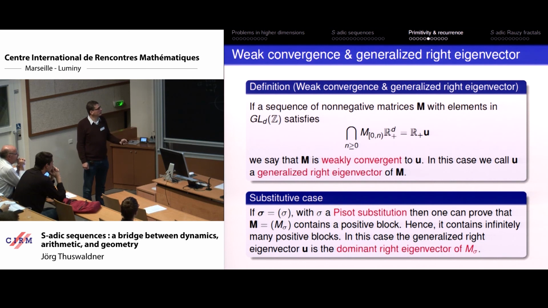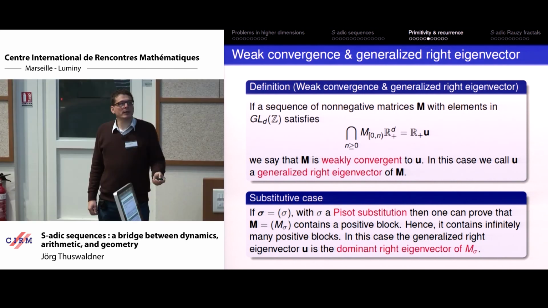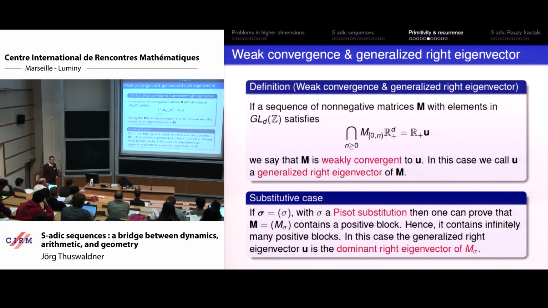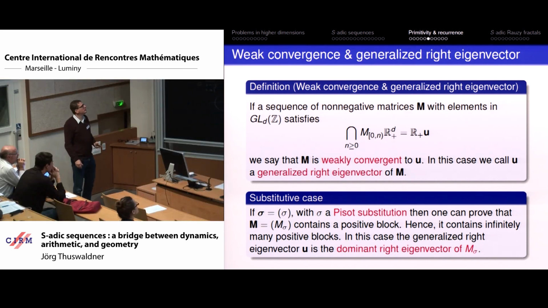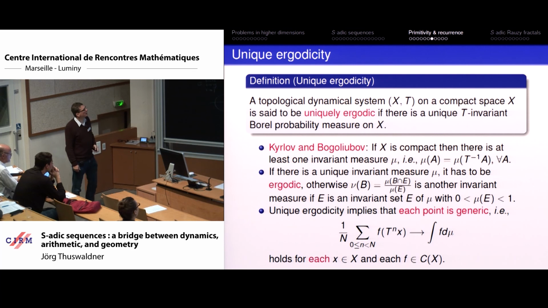So if your sequence of substitutions is constant, your sequence of matrices is constant. And it turns out if you have a Pisot substitution, you always get primitive companion matrices, primitive incidence matrices, so you can use Perron-Frobenius to make sure that the dominant eigenvector always exists in the substitutive case. Okay? So this is a generalization of the substitutive case to matrix sequences, and we need some conditions there.